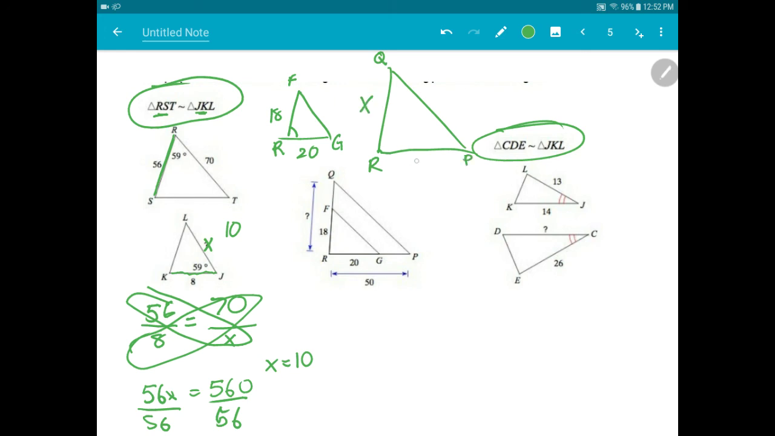Then we can put our numbers on. So X, what we don't know, 50, what we do, and you've just turned it into a problem that we've already solved. So set up your proportions, cross multiply, and you'll be all good.